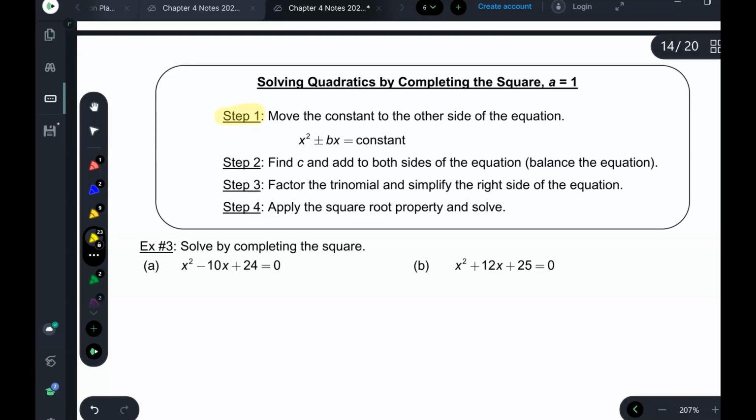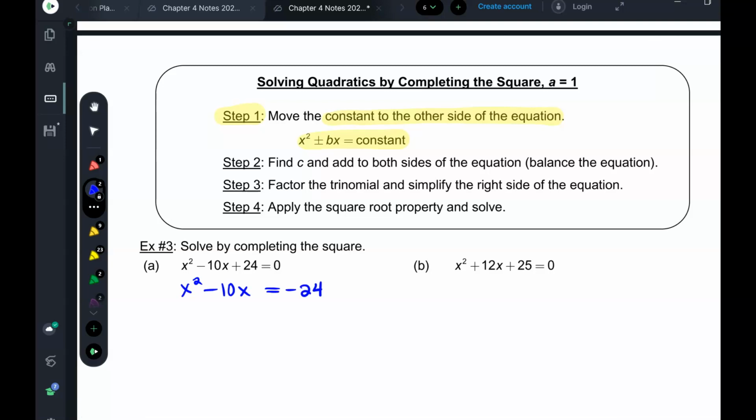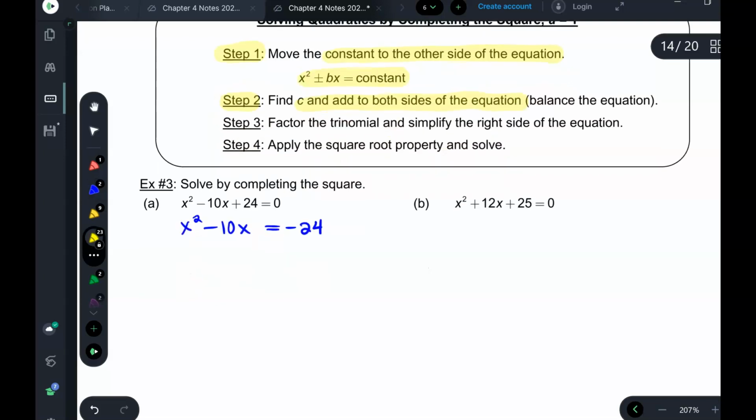Okay, step 1. First, we're going to move the constant to the other side of the equation. Okay, I'm going to move the constant to the other side. We're solving by, what are the directions? Solving by completing the square. Okay, step 2, find c and add it to both sides of the equation. C is 24.